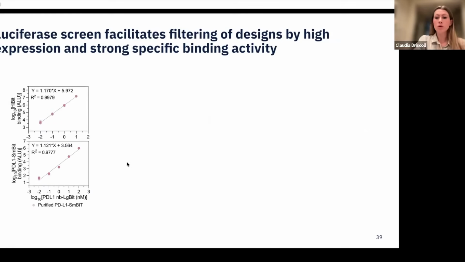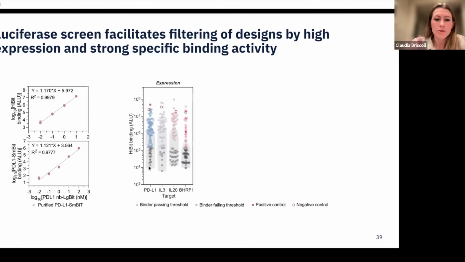So the important thing about this split luciferase assay is that both HiBiT signal and PD-L1 and SmBiT signal scale log-linearly with the concentration of your LgBiT in solution. And this is important because it means we don't have to normalize every single well by the concentration of binder that's in the well. You can post hoc normalize for concentration of binder.